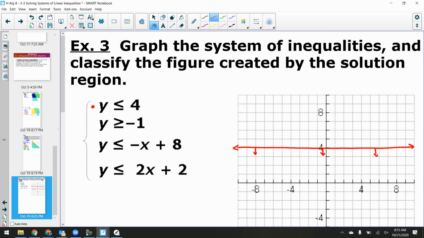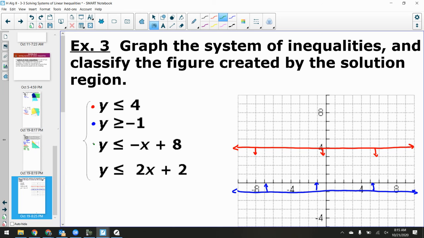The next one, let's put it in blue. Y is greater than or equal to -1. There's -1, and I'm going to shade above that line, right? Just put enough arrows on that line so you can tell where you're going to shade, because I really only want the overlapping region, right? That's the only solution region.